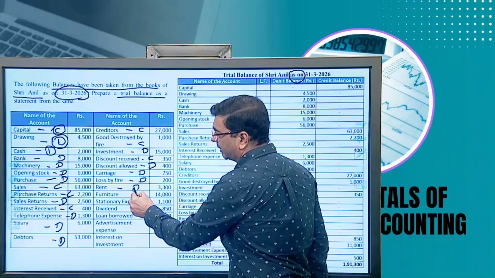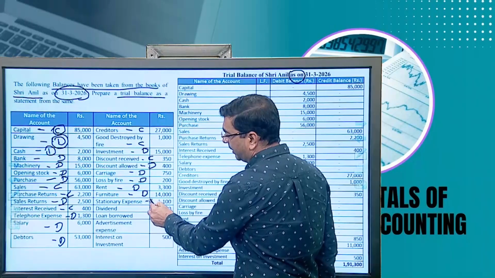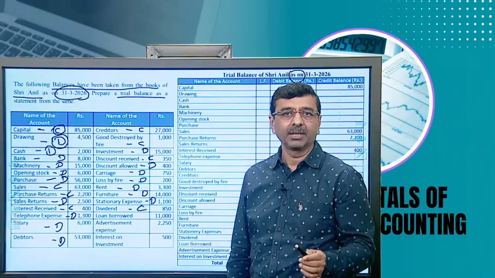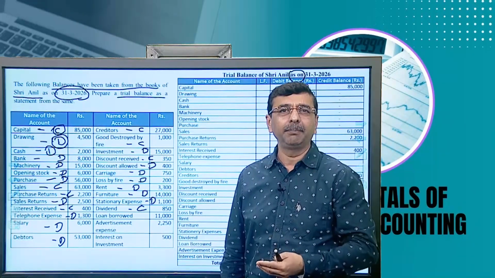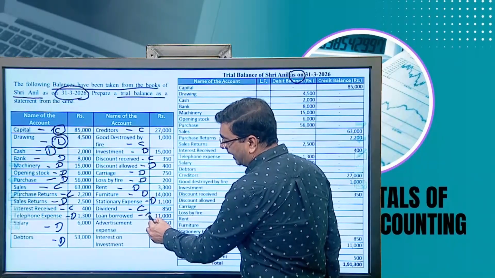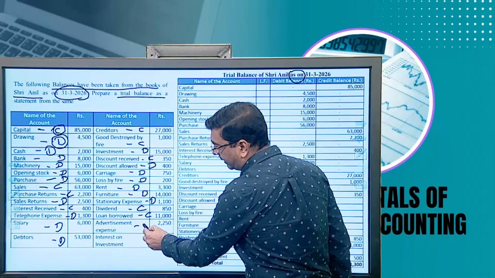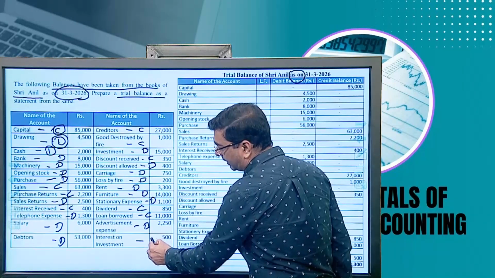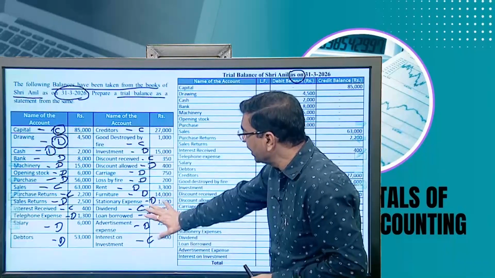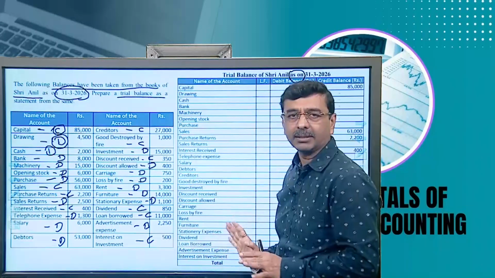Rent is your expense, debit. Furniture is your asset, debit. Stationery expense is your expense, debit. Dividend is most probably income only. Generally we are not considering dividend paid here, so dividend is income, that's why it's credit. Loan borrowed is credit because it's your liability. Advertisement expense is an expense, it's debit. Interest on investments is your income, it's always credit. So this is the brief summary which we have already prepared here. Now we just have to put these things in the statement.